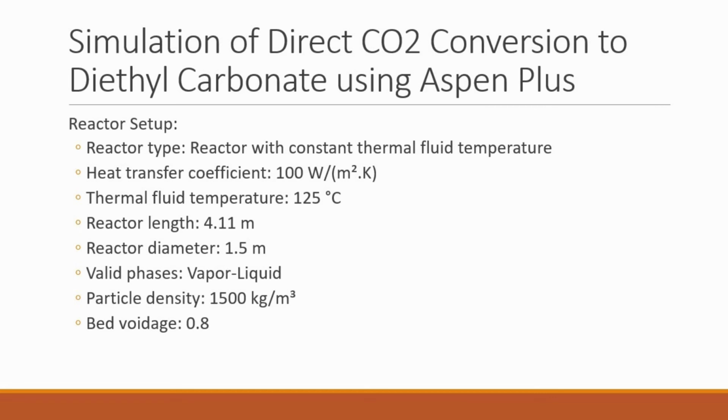Heat transfer coefficient: 100 watts per meter squared Kelvin. This parameter represents the efficiency of heat transfer between the process fluid and the cooling fluid. A higher value indicates better heat transfer, which can help maintain a stable reaction temperature. Thermal fluid temperature: 125 degrees Celsius. This is the temperature of the cooling fluid.